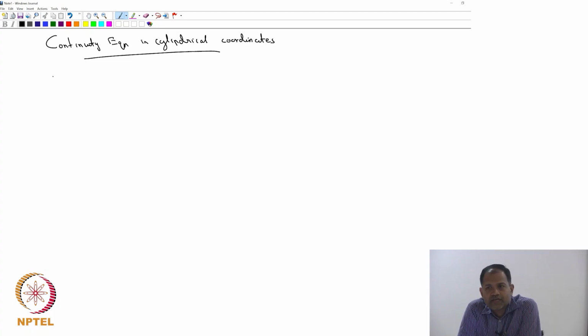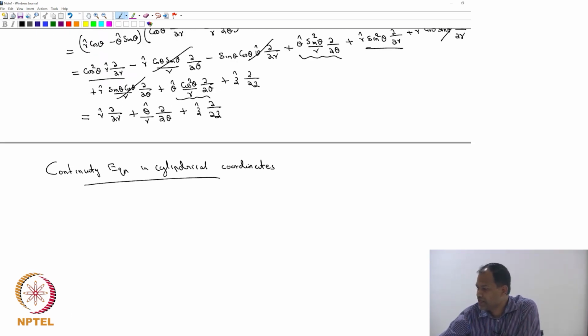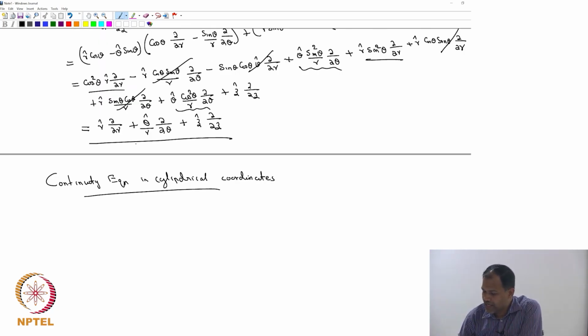So, what we have done now, we just derived the gradient operator in cylindrical coordinates, okay? And you can see that it came out to be slightly different than what you would have expected. You would have thought that you would first write the r cap del by del r plus theta cap del by del theta plus z cap del by del z. That is the instinct that we would have, but that is not correct.